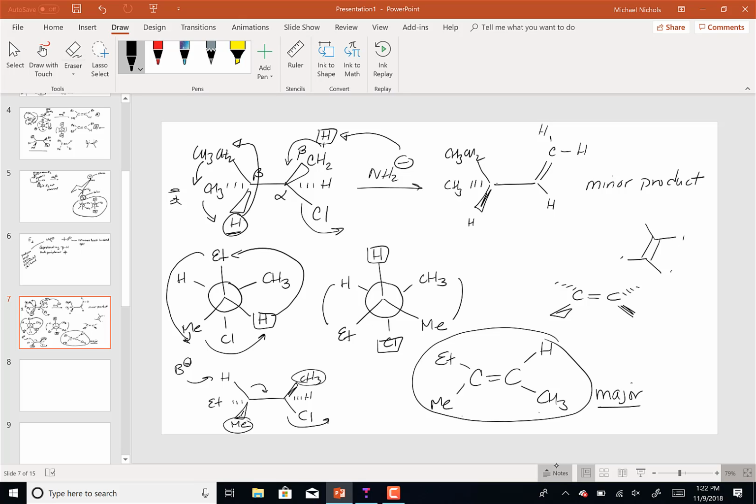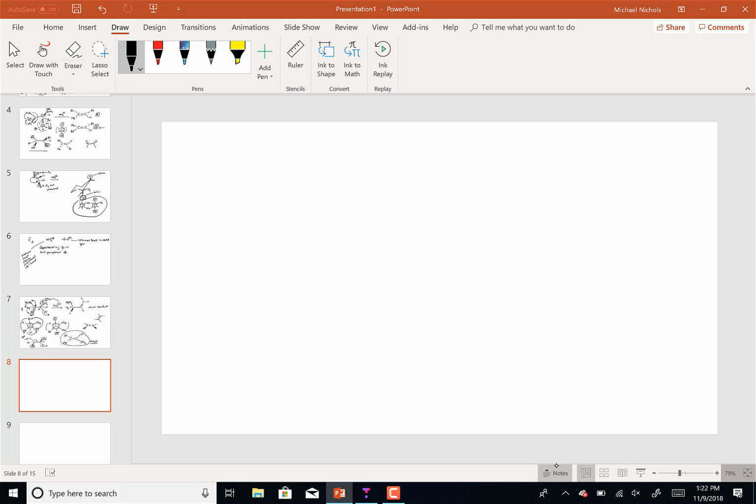So this is an example of the open-chained case. Okay, we've got to put the hydrogen antiperiplanar to the chlorine. So here's what I need you to do. I'll give you one in the same sawhorse.